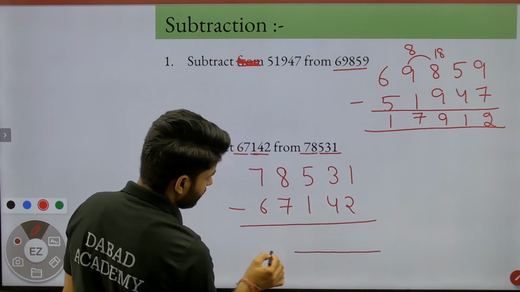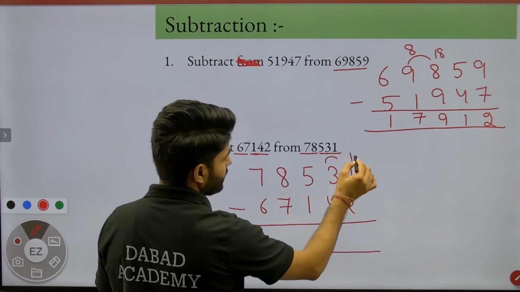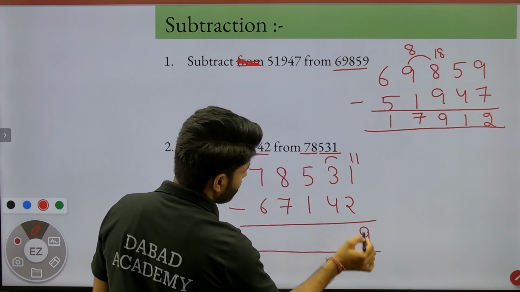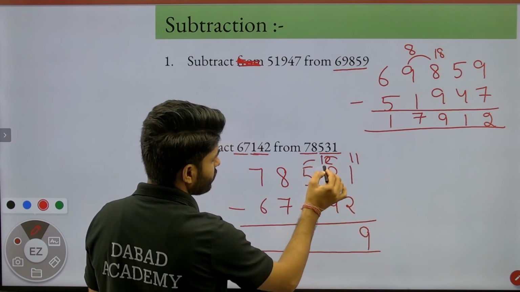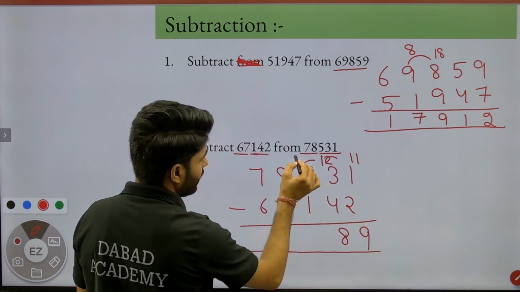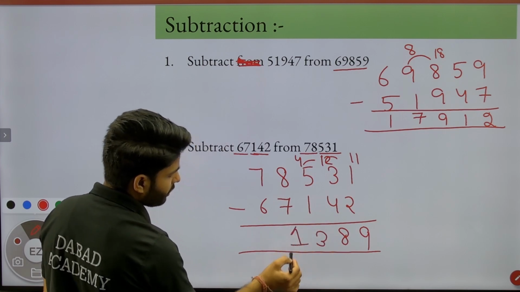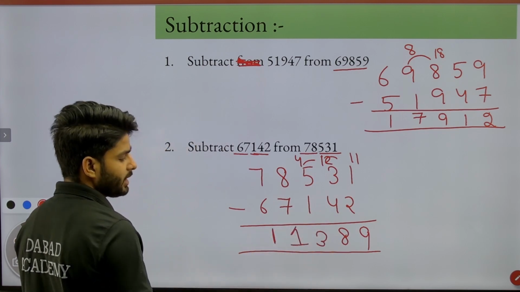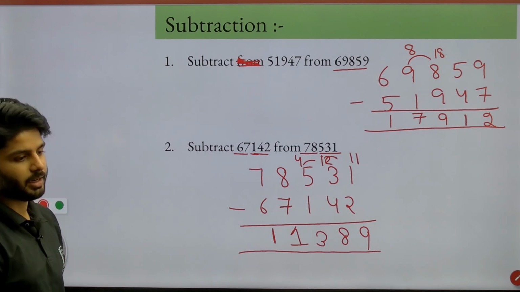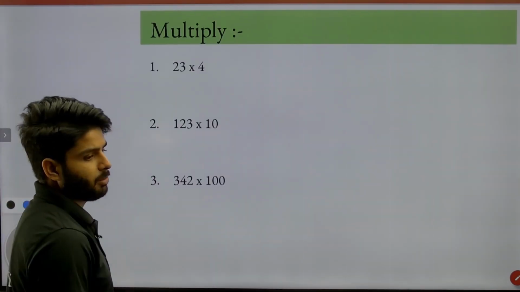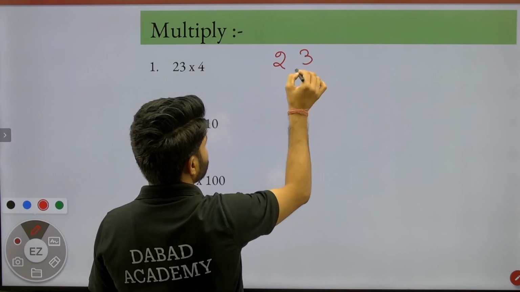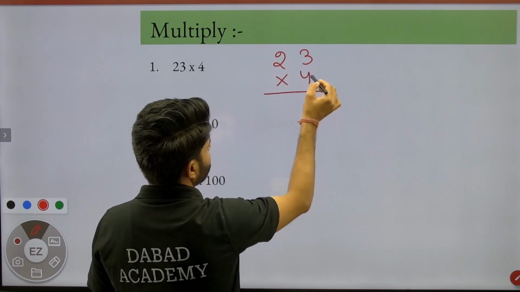67,142. तो 1 में से 2 subtract नहीं हो सकता, so it takes carry, that is 11. 11 में से 2 गया, that is 9. Here is 2. It takes carry, that is 12. 12 में से 4 गया, that is 8. Here is 4. 4 में से 1 गया, that is 3. Then when we subtract 7 from 8, that is 1, and then again 1, that is 11,389.